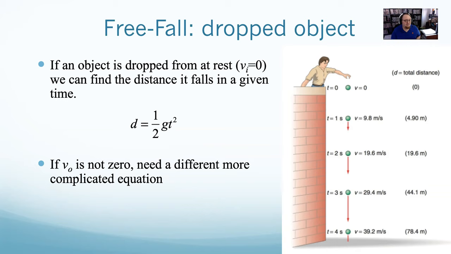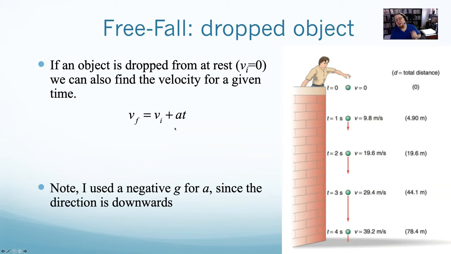Using this, we also had this equation earlier, v final equals v initial plus at. We can also find the velocity of something moving when it was dropped. Because if something's just dropped, v initial is zero, and the acceleration is negative g. And so if we drop something, the velocity will be negative gt. Anytime you drop something, if you know the amount of time it was in the air, you know exactly how far it went, and also how fast it's moving.